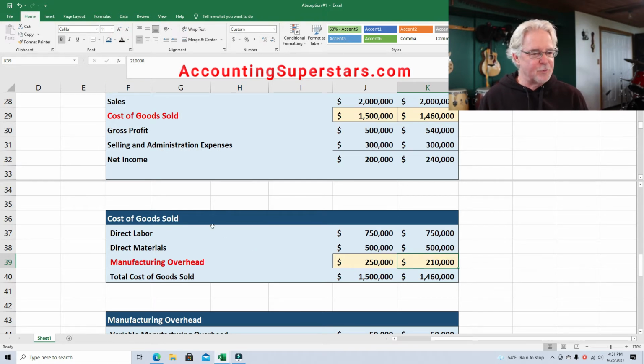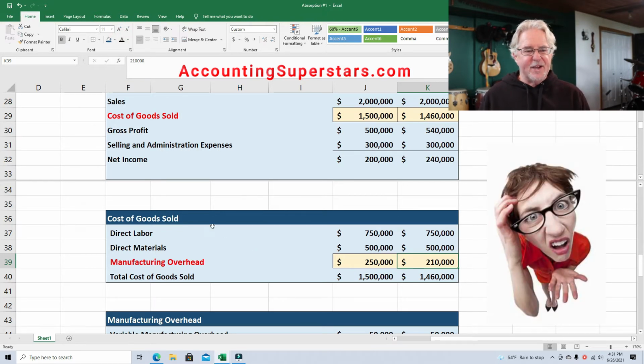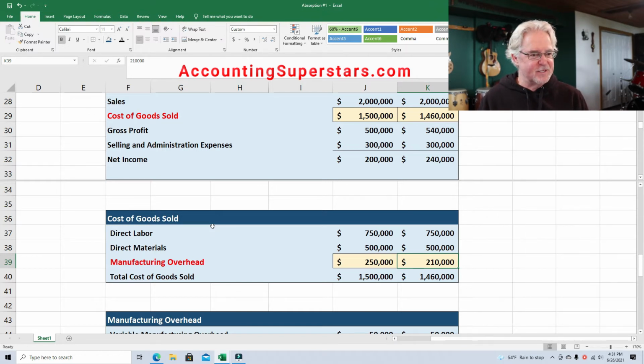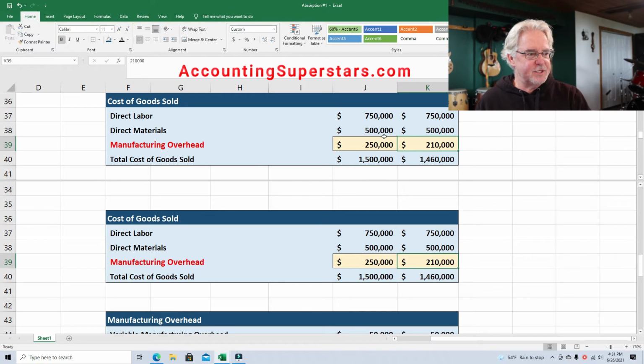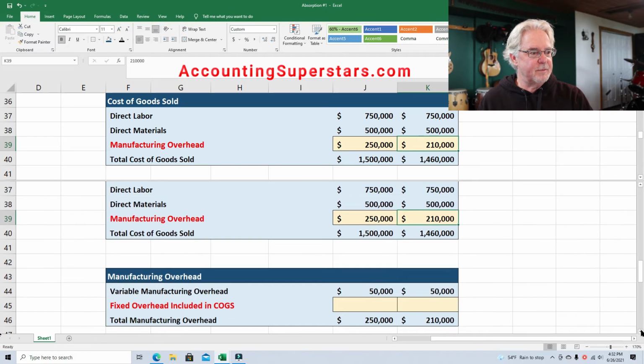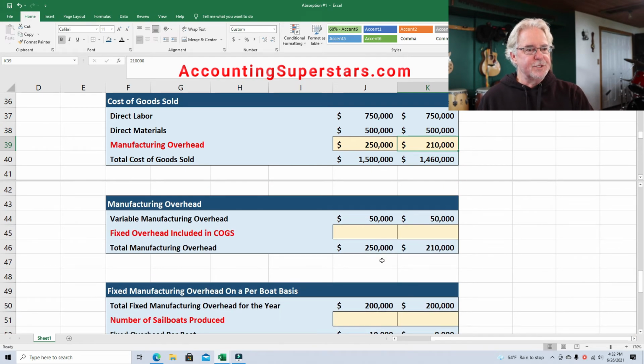Now, why is it less? Why is manufacturing overhead less? I thought these two years were supposed to be the same, no difference, and manufacturing overhead's different. Well, let's look into that more deeply. So let's look a little bit further. Here's that cost of goods sold. I just have the same chart up in the upper half of the screen, so let's scroll down the bottom chart. Looking into manufacturing overhead, why is it different?